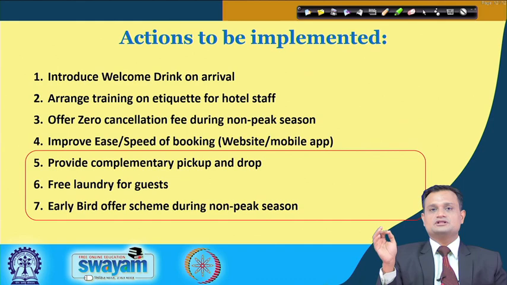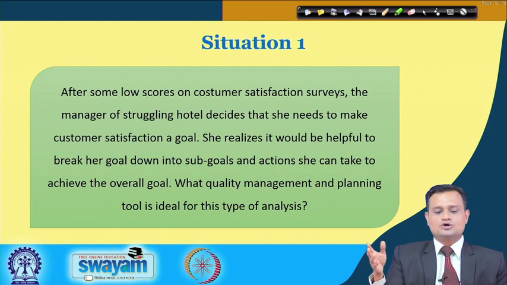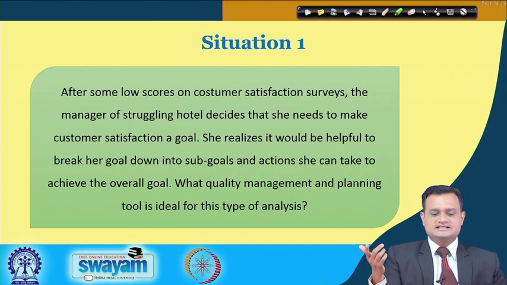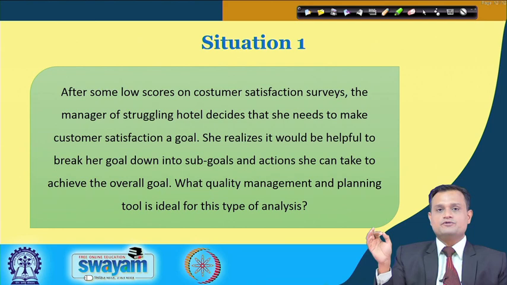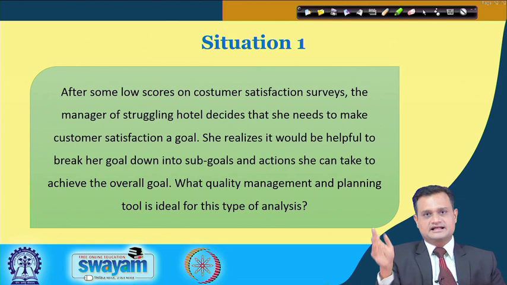I would like to end this lecture with a small think-it situations. So, there is situation 1. After some low scores on customer satisfaction surveys, the manager of a struggling hotel decides that she needs to make customer satisfaction a goal. She realizes it would be helpful to break her goal down into sub-goals and actions she can take to achieve the overall goal. What quality management and planning tool is ideal for this type of analysis? Give a thought, introspect, once again revisit all the part 1 and part 2 tools you have studied and try to reflect on it.